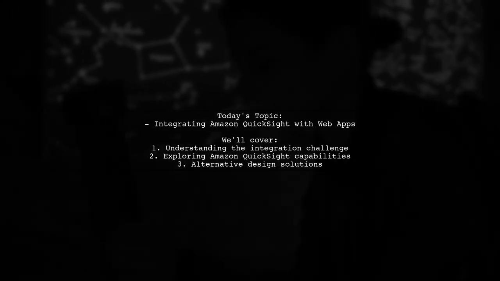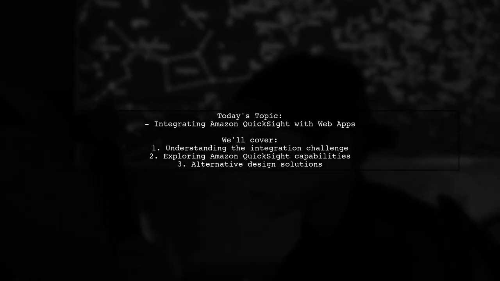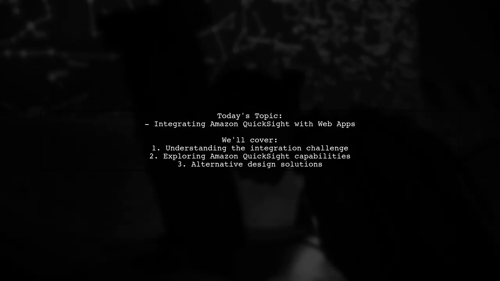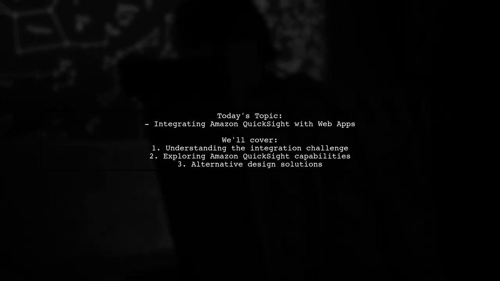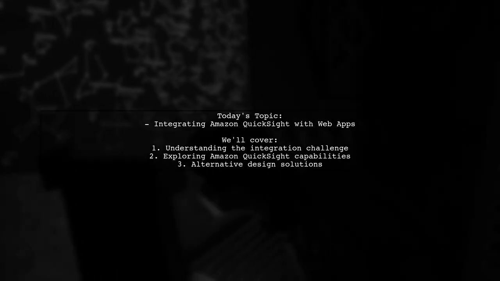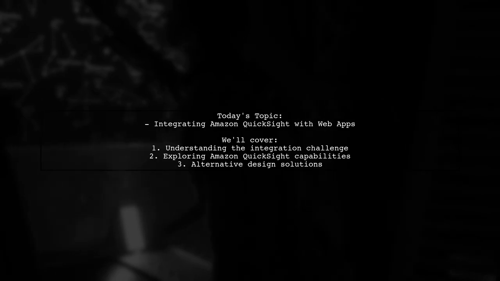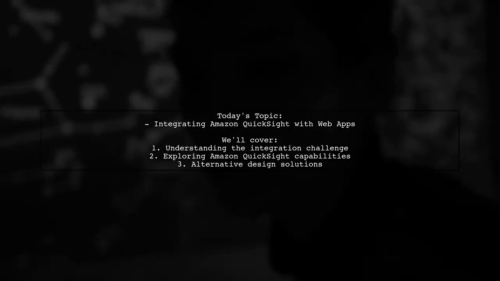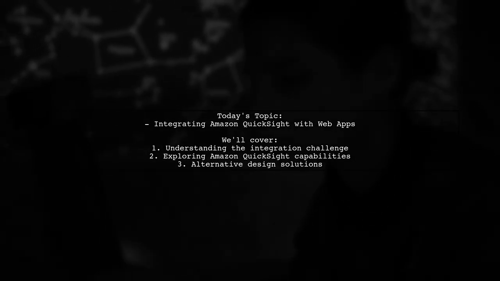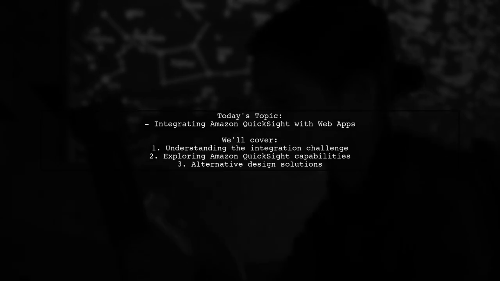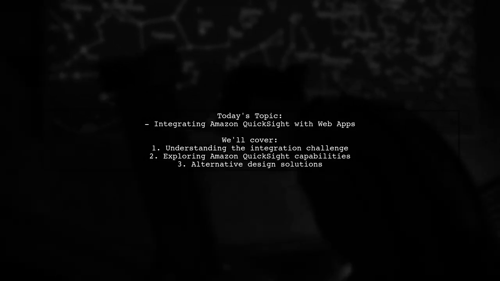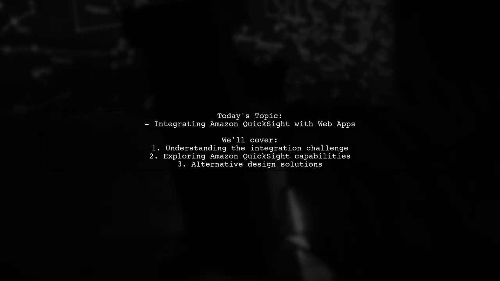Today we're tackling an intriguing question from one of our viewers. They want to know if it's possible to integrate Amazon QuickSight dashboard graphs into their web application. Specifically, they aim to display live interactive graphs based on customer data stored in MySQL, which is hosted in AWS. So can these powerful visualizations be seamlessly integrated into their user interface? Let's explore this question together and uncover some potential solutions.